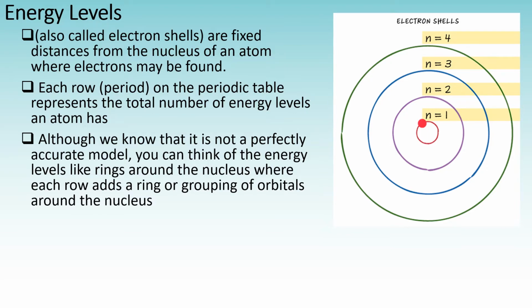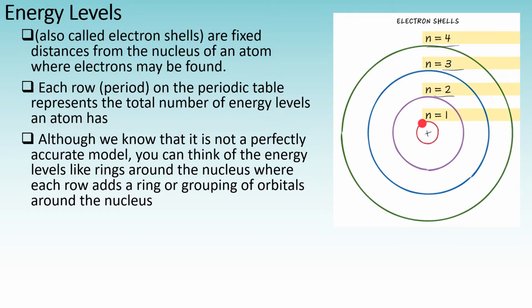Although we know that it's not a perfectly accurate model, you can think of the energy levels like rings around the nucleus, where each row on the periodic table adds a ring or grouping of orbitals around the nucleus. So if we look at this diagram here, the N in front represents the energy level. Our first energy level, the one closest to our nucleus, with our protons in the middle, would be that first red ring there. The second energy level would be the purple ring, the third energy level the blue, the fourth energy level the green, and continue on from there.